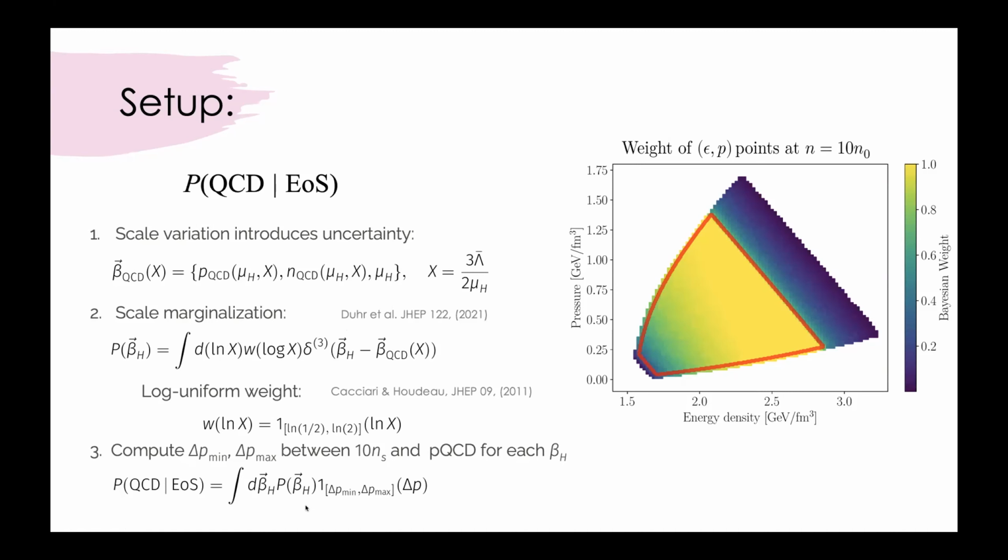And then once we have these things, we can ask the question whether or not we can reach the PQCD at the endpoint of the extrapolated equation of state. We've extrapolated up to 10 times the nuclear saturation density, and that gives us a Bayesian weight of that particular equation of state. So now we can go to results.